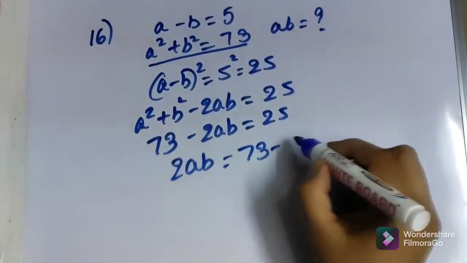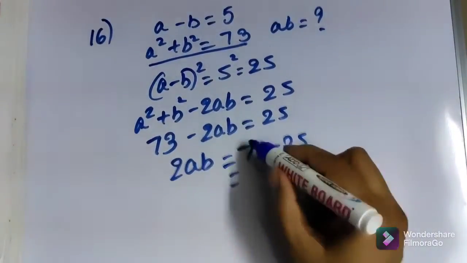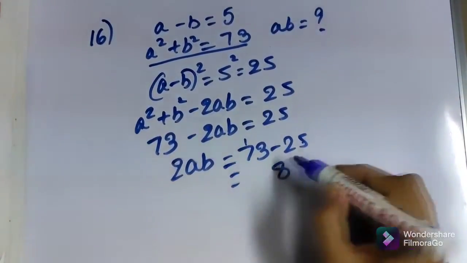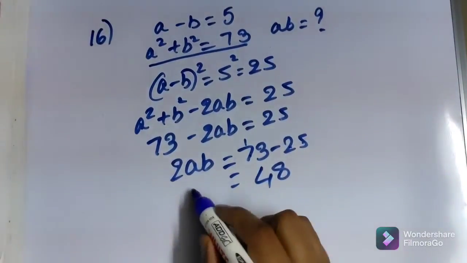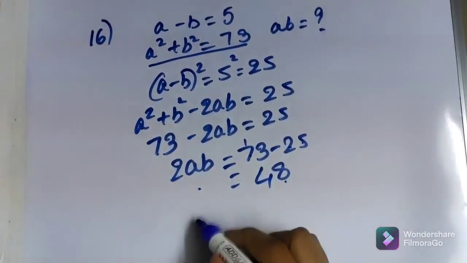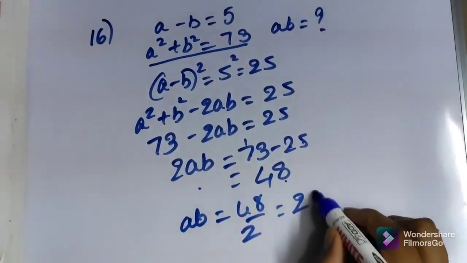It becomes 73 minus 25, isn't it? 73 minus 25 will give me 13 minus 5 is 8, 7 minus 3 is nothing but 4. So 2ab is 48. What about ab? ab is equal to 48 by 2, which is nothing but 24. That is the answer.